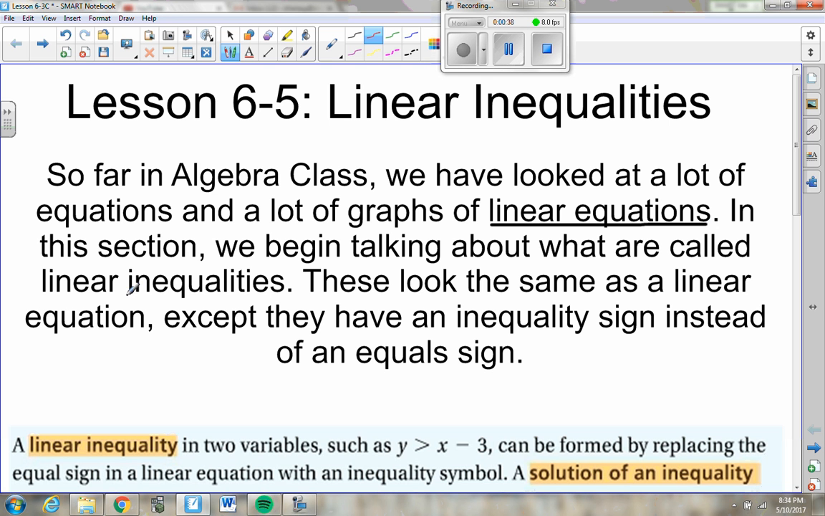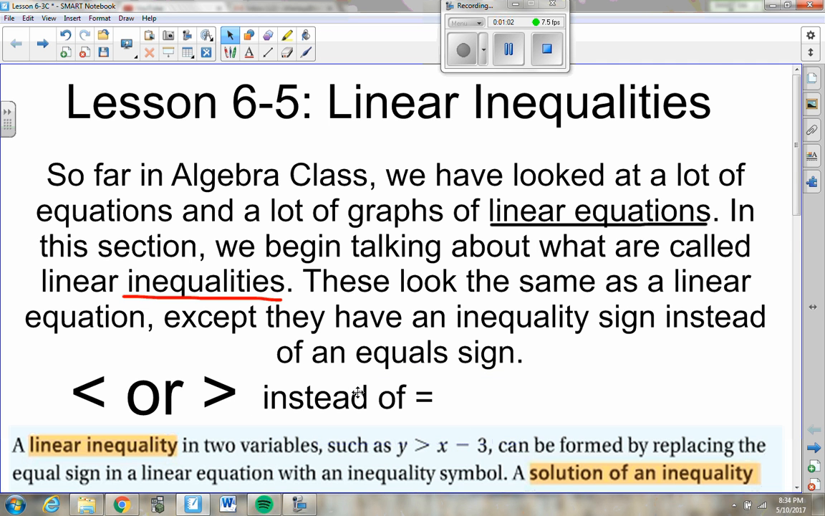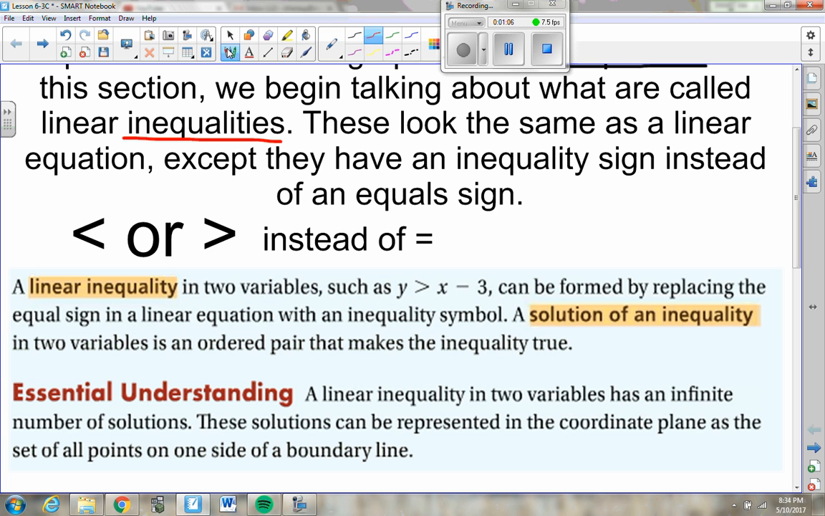Okay, linear inequalities are very similar to linear equations, except instead of an equal sign, you will see either a greater than or less than sign, or potentially greater than or equal to. Instead of the equal sign, we will see inequality symbols. Now, a linear inequality, as an example, would be something like this: y is greater than x minus 3. Now, y equals x minus 3 would be a linear equation, which we've been dealing with for quite some time. And now in this section, we're replacing the equal sign with a greater than or less than symbol.